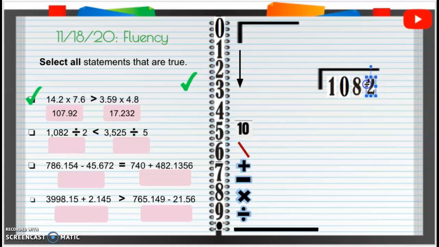1082 divided by 2. How many times can 2 go into 1? It can't. How about into 10? It can go in 5 times. 2 times 5 is 10. 10 minus 10 is going to be 0.